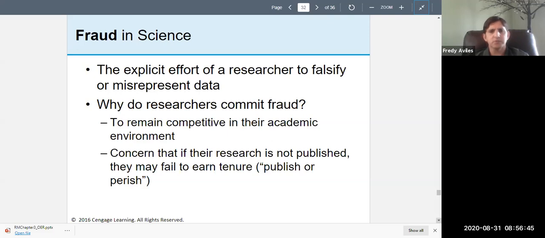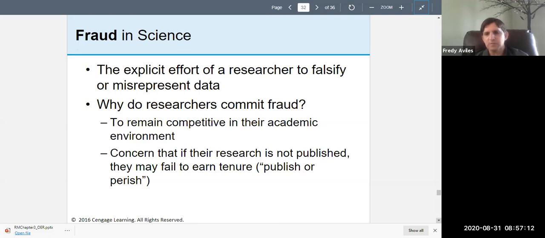So again, why would researchers want to commit fraud? They're also concerned that if their research is not published, they may fail to earn tenure, even if they have already been hired. If they work at a prestigious institution, there's a requirement that they publish a certain number of research articles in a certain number of years. They might have to publish, you know, maybe like 5 in 5 years, or 10 in a period of 5 years. So they have to publish, okay?